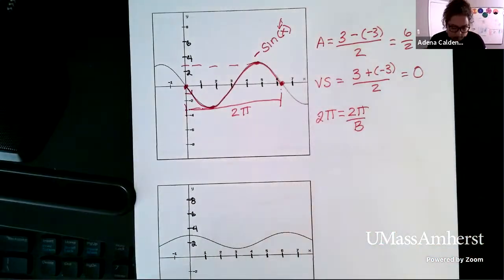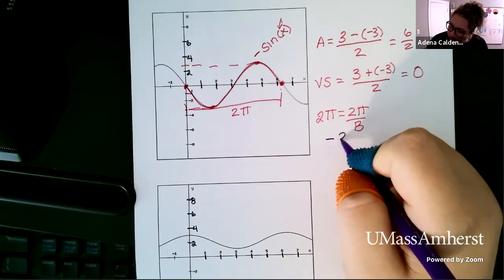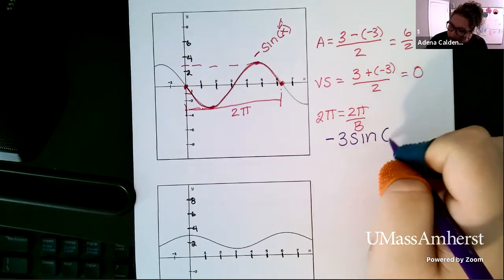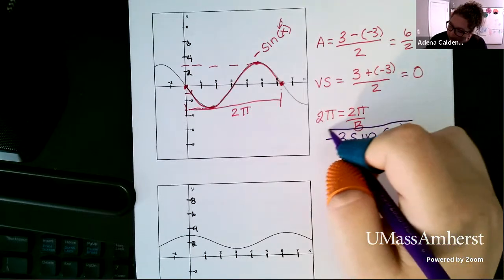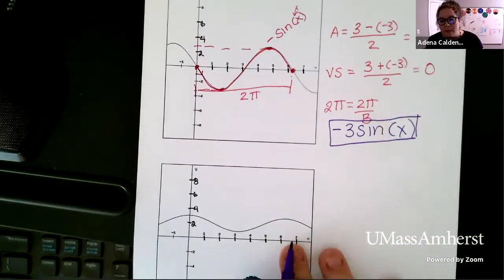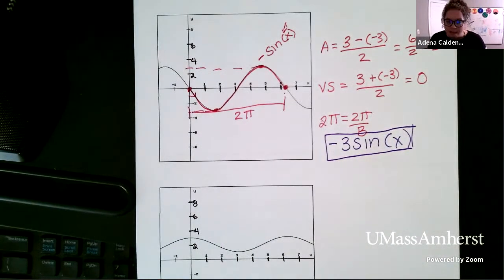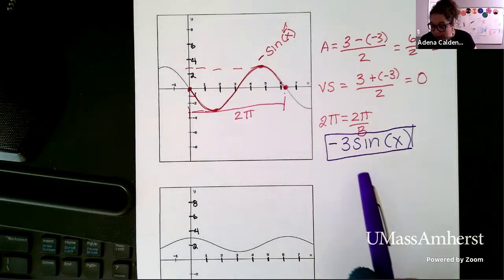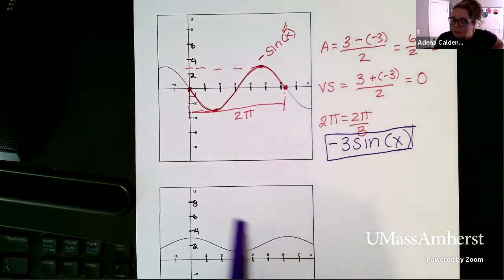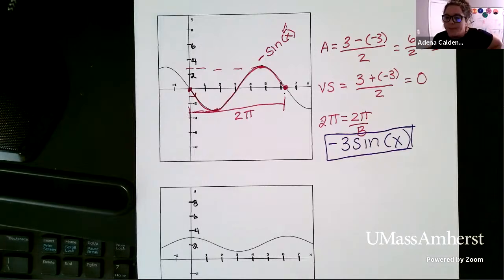So that means putting this all together, I have negative sine with an amplitude of 3. So I have -3 sine of x. My vertical shift was 0. My b was 1. So I didn't have to include anything special in there. So this function is -3 sine x. If I wasn't feeling super confident about this, I would graph -3 sine x on my calculator and make sure that it looked like this, right? It's a good way to double check your work.